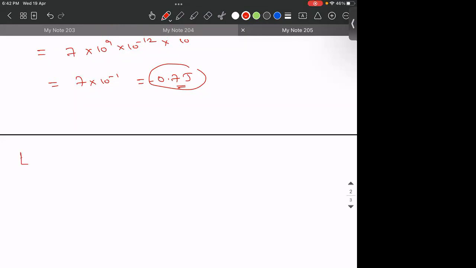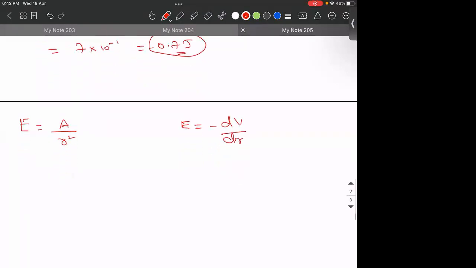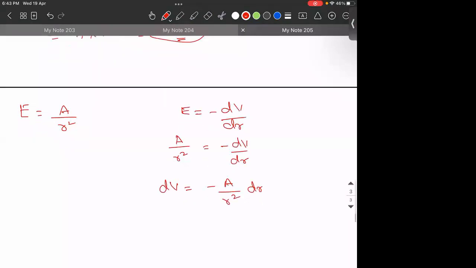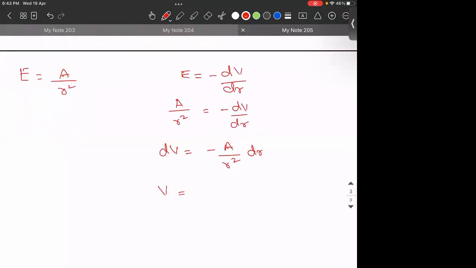One thing, E is equal to A divided by R square, right? So we know that E is equal to minus dV divided by dr. Am I clear with this? So A divided by R square is equal to minus dV by dr. So take the dr to the other side. dV will be equal to minus A divided by R square into dr. So what will be the value of V when you integrate on both the sides? Integral of minus 1 by R square is 1 by R. So it becomes A divided by R.